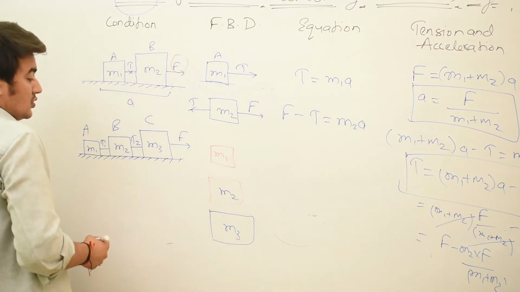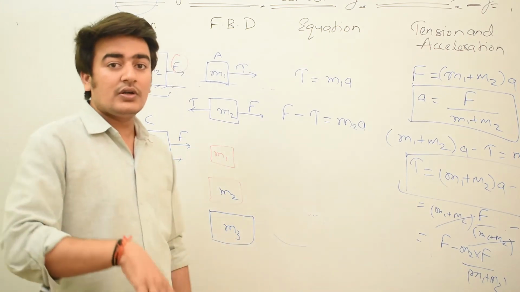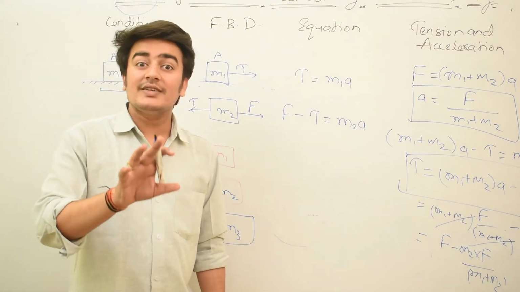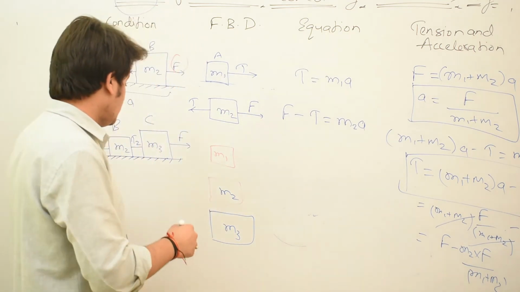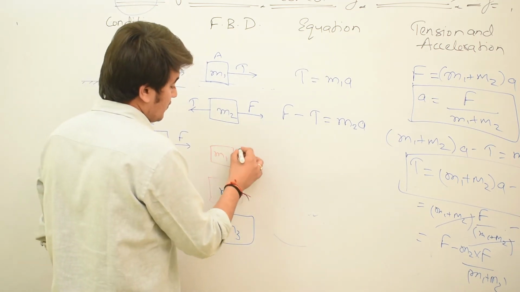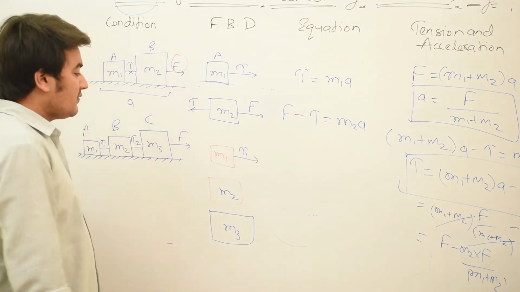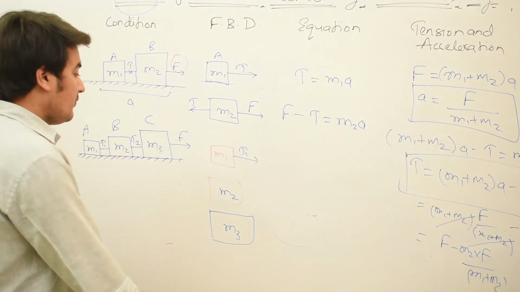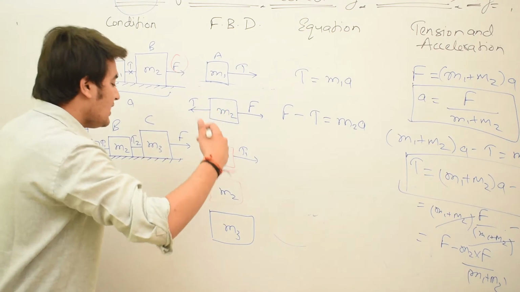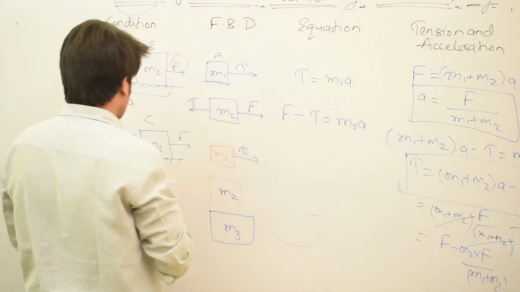Exactly. So we are just going to consider the horizontal action of force. We are not going to consider vertical force. It should be quite clear to you. So in body m1, the force applied will be tension force T1. We are always going to consider tension away from the body. Tension को हमेशा ही दूर रखना है.